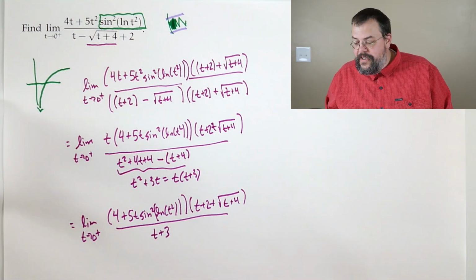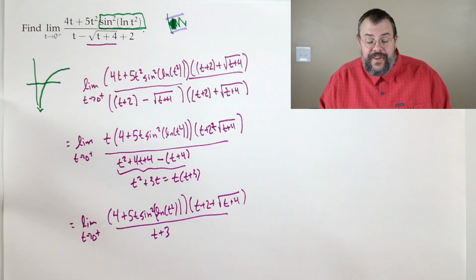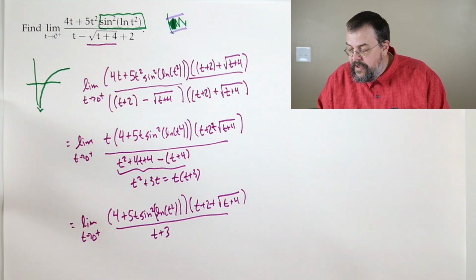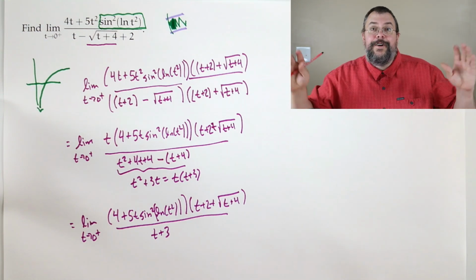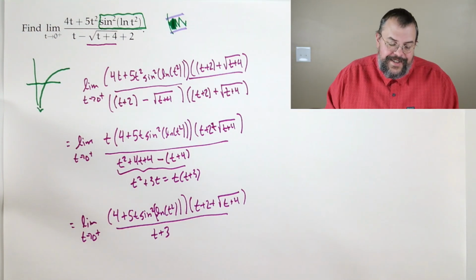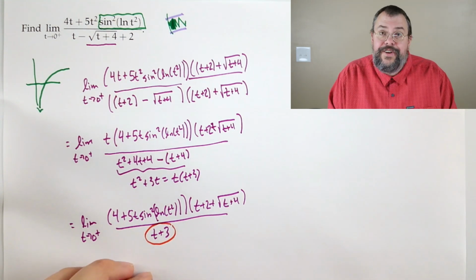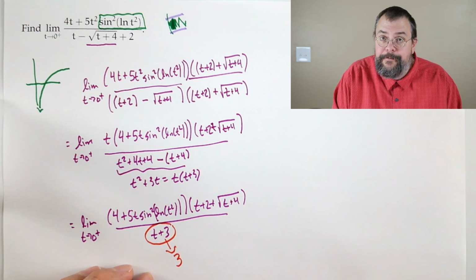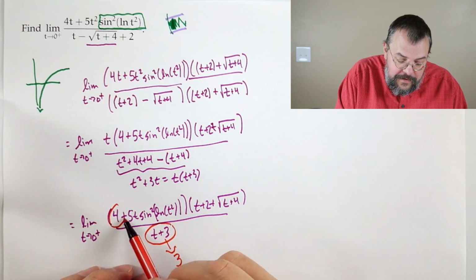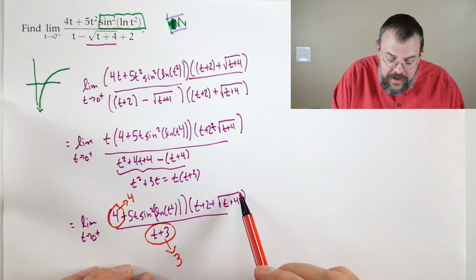Now, let's think about our pieces. What's happening to every piece? And if each piece is good, then we're done. Life is good. We've won. So, t plus 3. t is going to 0. t plus 3 goes to 3. That's a good thing. 4 is a nice number. It goes to 4.